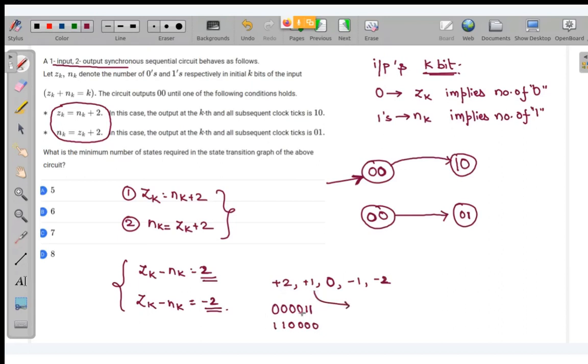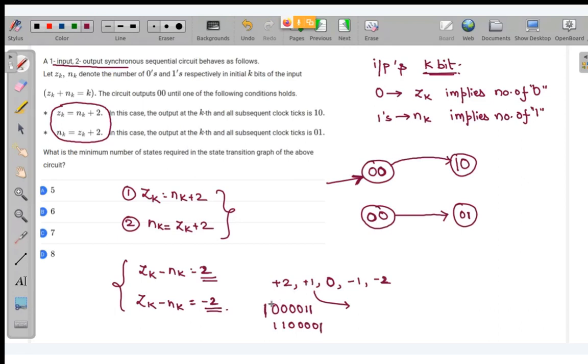Plus 1 you will have when, if you put a 1 over here, so this will become 0, sorry. This will become 0. Here I need to add 1, so then it will be 4 minus 3, yes. And over here also, if I add 1 at this place, I will get the difference between the number of zeros and ones as plus 1.